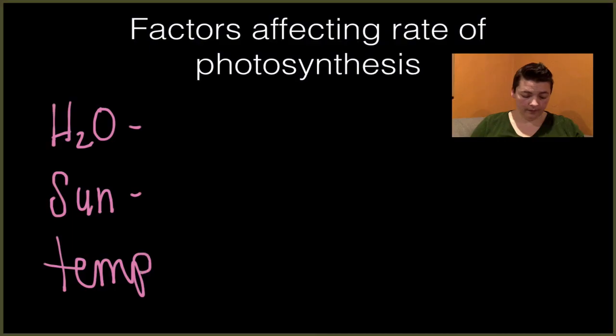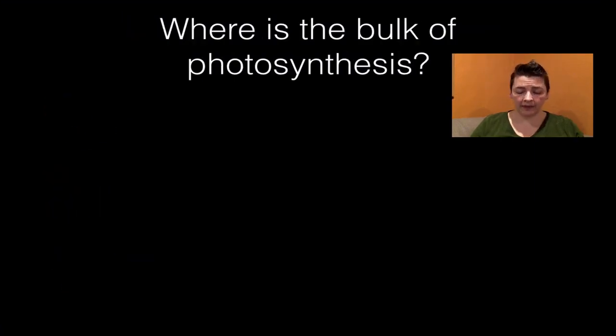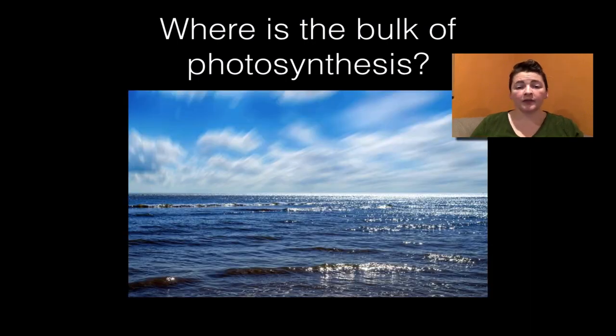Temperature. Generally, in lower temperatures, photosynthesis will slow down. In warmer temperatures, it will speed up until it gets to a certain point, and then it gets too hot for photosynthesis to occur. So H2O levels, sun levels, and temperature are all things that generally affect the rate of photosynthesis. And the bulk of photosynthesis, where most photosynthesis happens on Earth, is actually within the ocean. There is a bunch of phytoplankton that lives within the ocean that photosynthesizes, so more than just plants. They actually belong to the kingdom Protista. Most of our photosynthesis actually happens within the ocean.